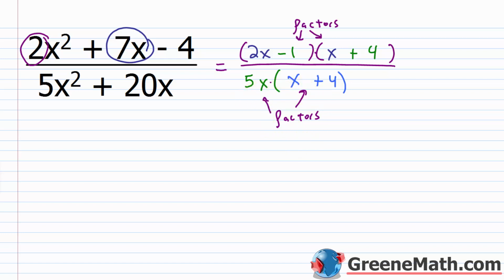We can cancel common factors. You have x plus 4, you have x plus 4. That can be canceled. Okay? So what am I left with after I cancel? I'm left with 2x minus 1 over 5x. Okay, so this is the simplified version.